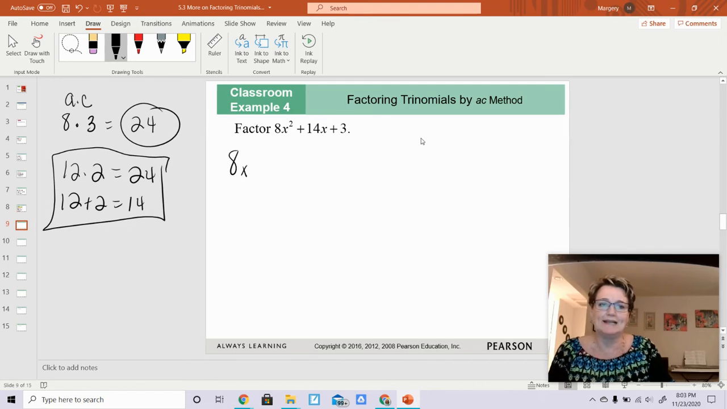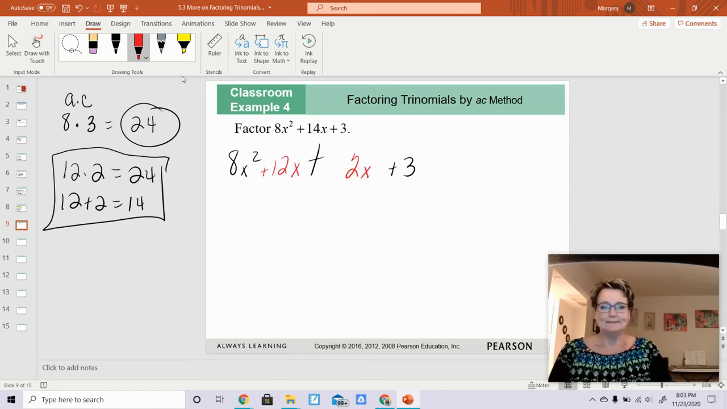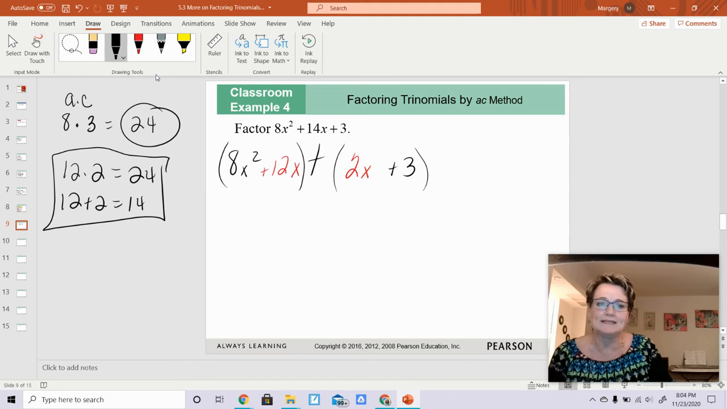So once again, you write down the first term, you write down the last term, you put a big plus sign in the middle. I don't care which term you write, I'm just going to write down the 12 first. And my variable is x, and then 2x here. Again, you grab the first two together, you grab the last two together. You look at the first parentheses, they both share a 4x. Now, I know this is going to be 2x because 4x times 2x is 8x squared. 4x times 3 is 12x.